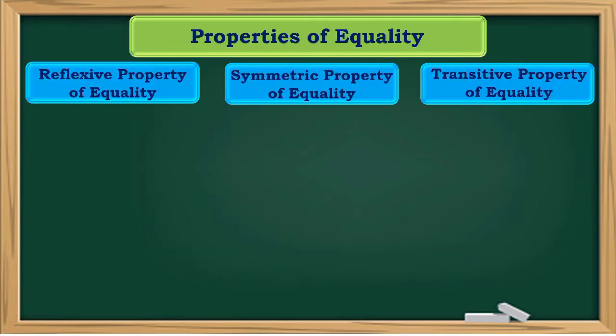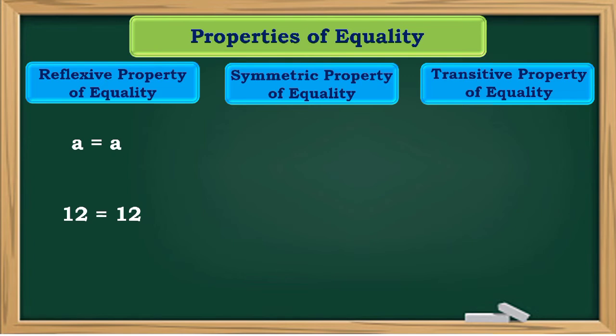Now let's proceed to the properties of equality. First is the reflexive property of equality. When we say reflexive, a real number is always equal to itself. To represent, we have A is equal to A. For example, we have 12 is equal to 12.